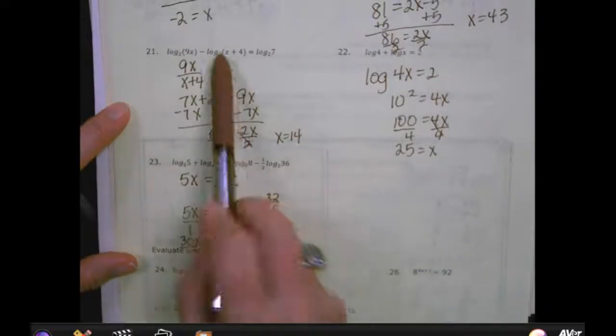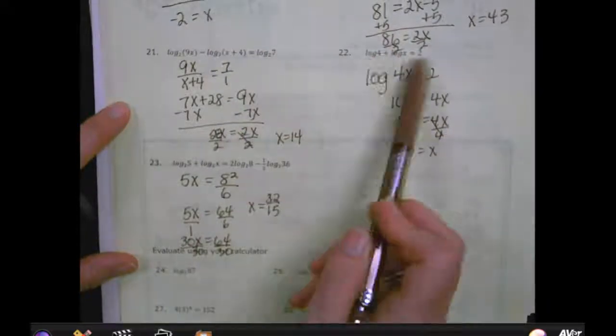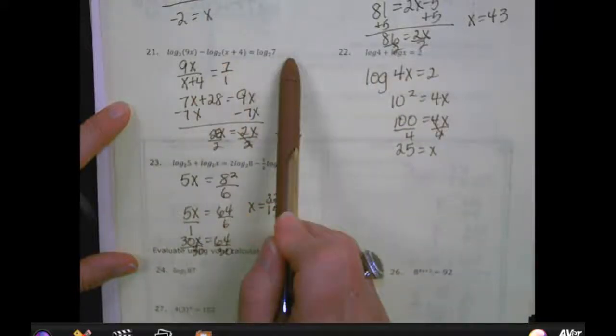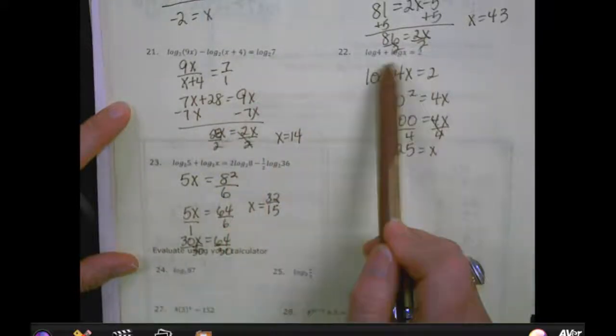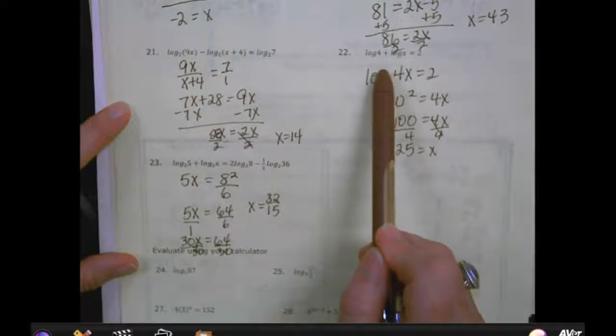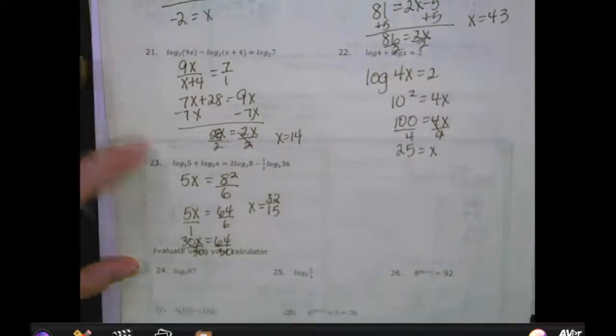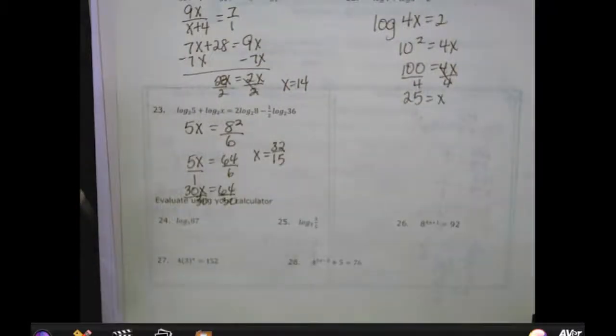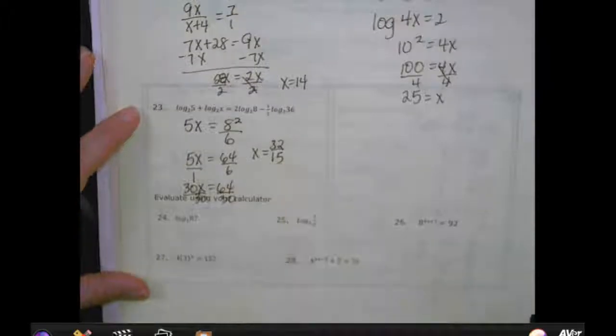So what's the difference in problem 21 and 22? 21 has logs on both sides. 22 only has a log on one side. 23, logs on both sides, so we can just set them equal to each other. I got 32 over 15.